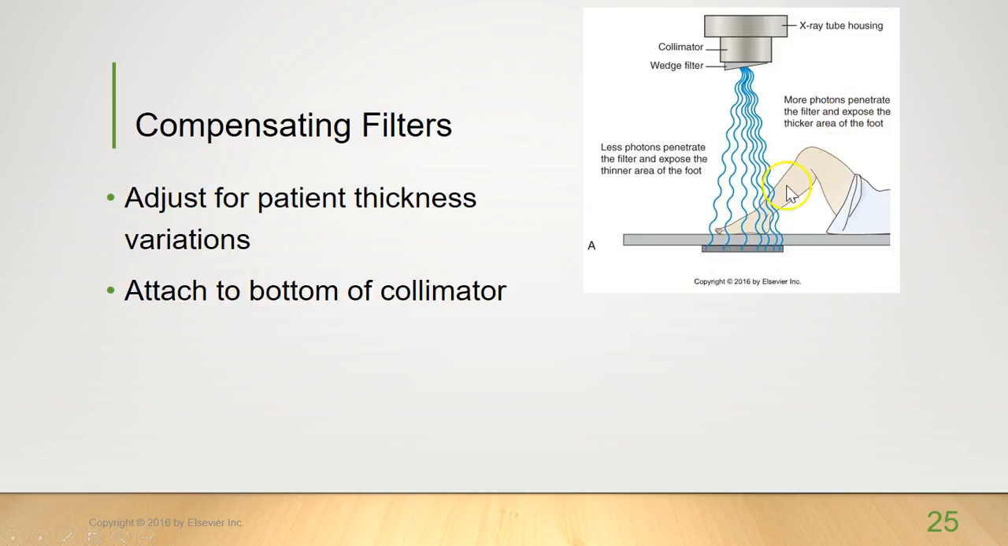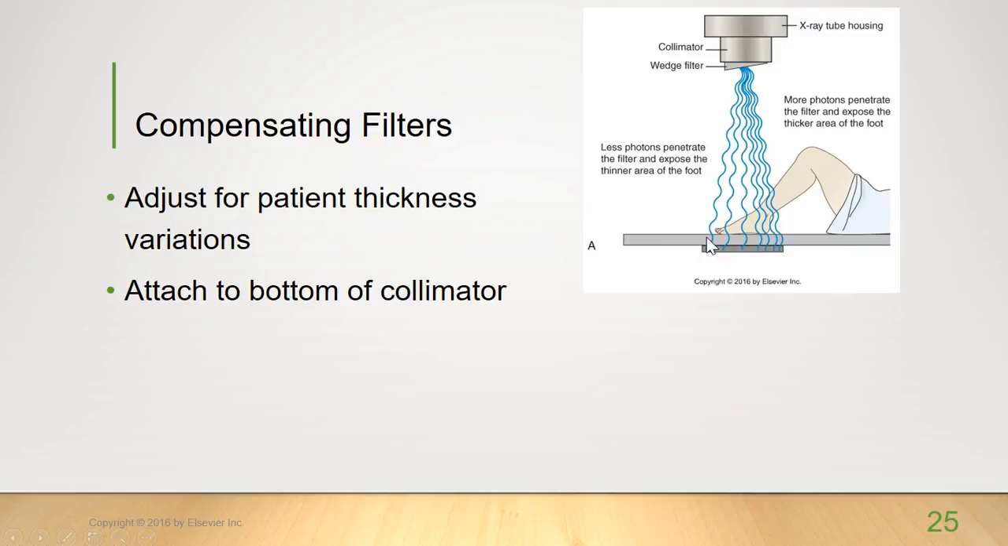So here is a foot. Now notice at the toes you do not have as much tissue as you do at this part of the foot. So with this compensating filter, this is called a wedge filter, and see how it's made like this. You can add it, and that way there's more x-rays coming out at the thicker part than there is here. So less photons penetrate the filter and expose the thinner area of the foot.